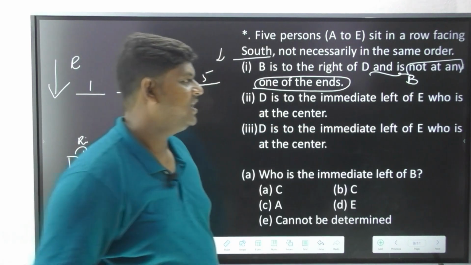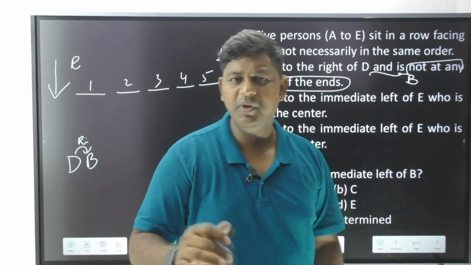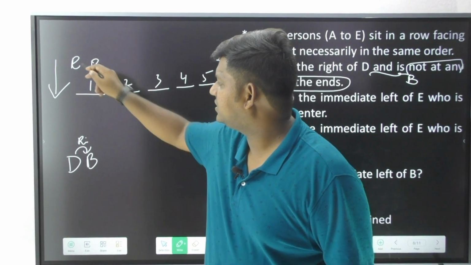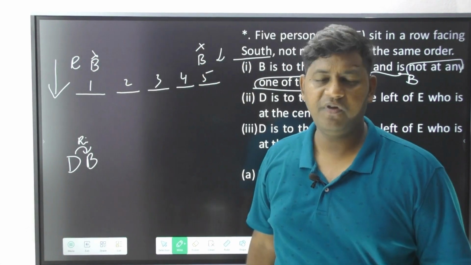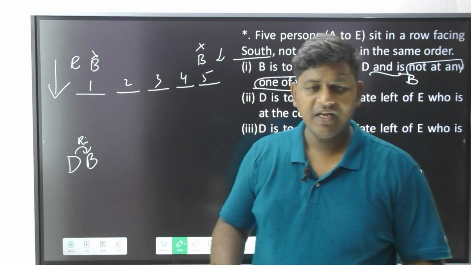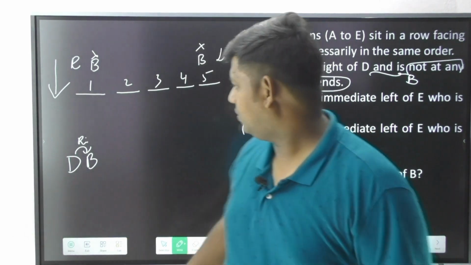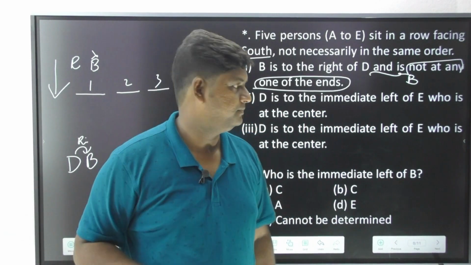So it means B is not at any one of the ends. What do you mean by at any one of the ends? You cannot allow B at position number 1 and you cannot allow B at position number 5, because it is very clearly saying B is not going to sit at the end. Am I clear? So only 3 positions, 2, 3 and 4, are the positions for B.